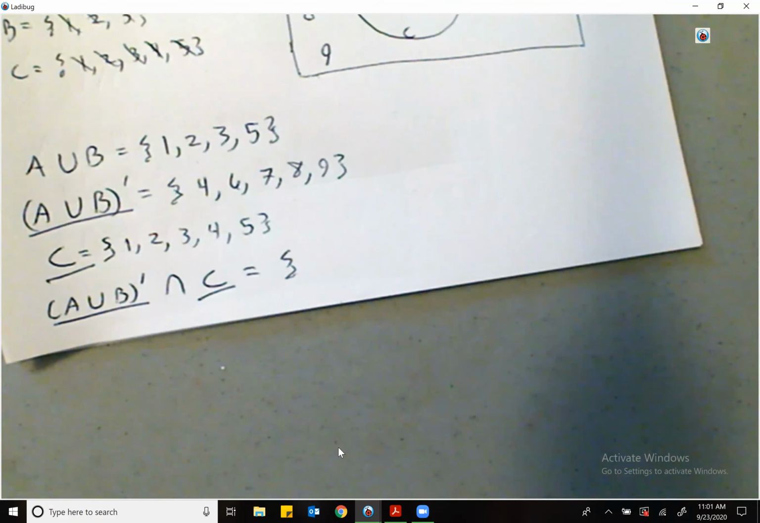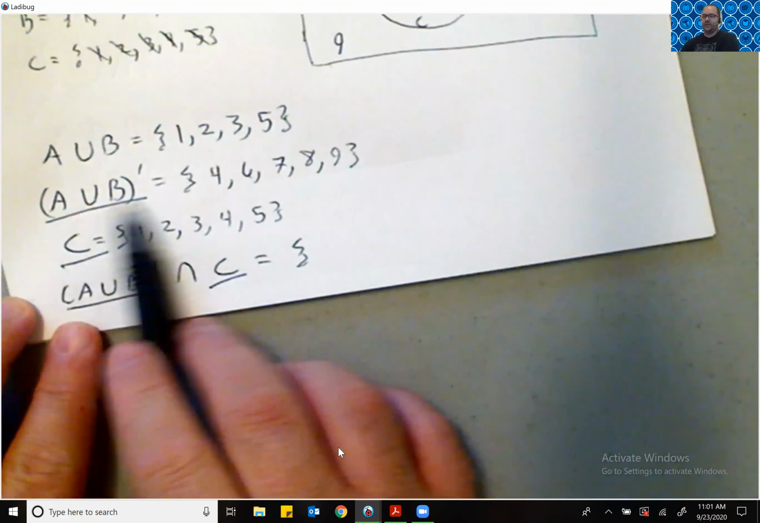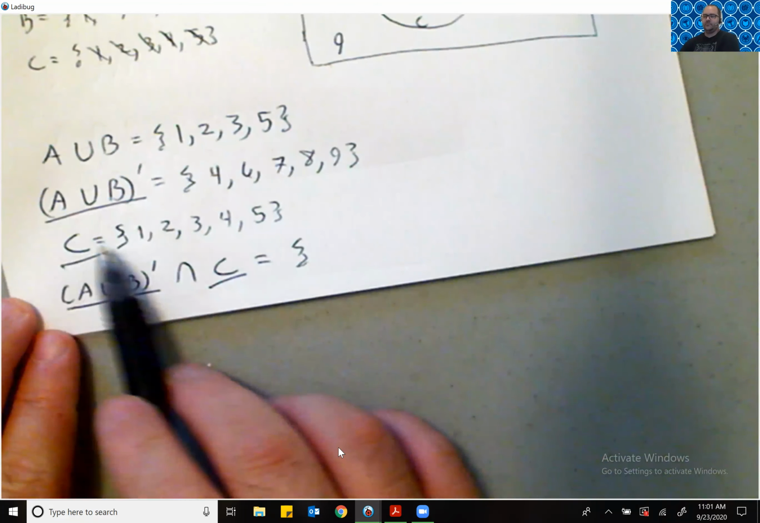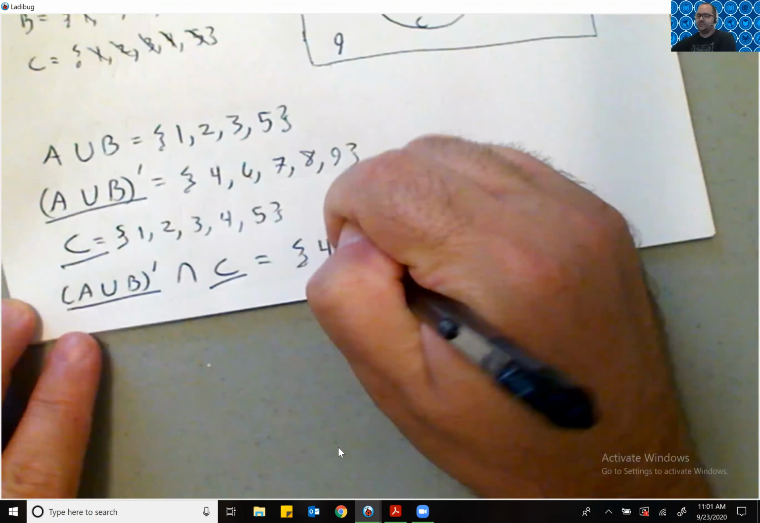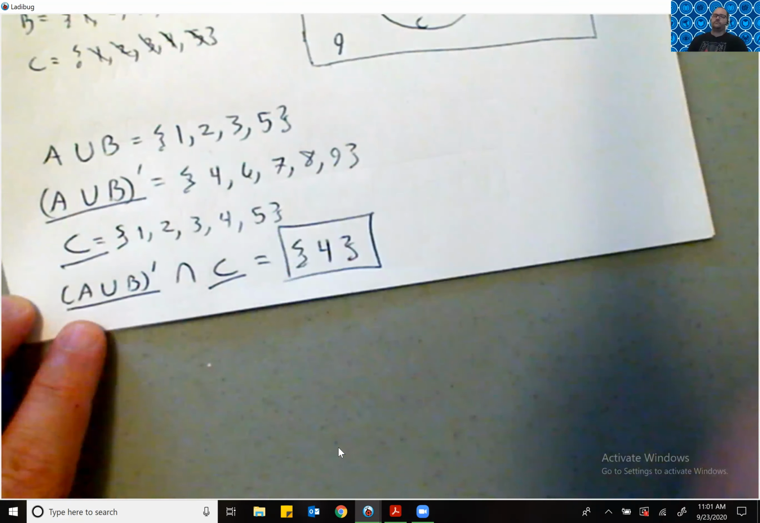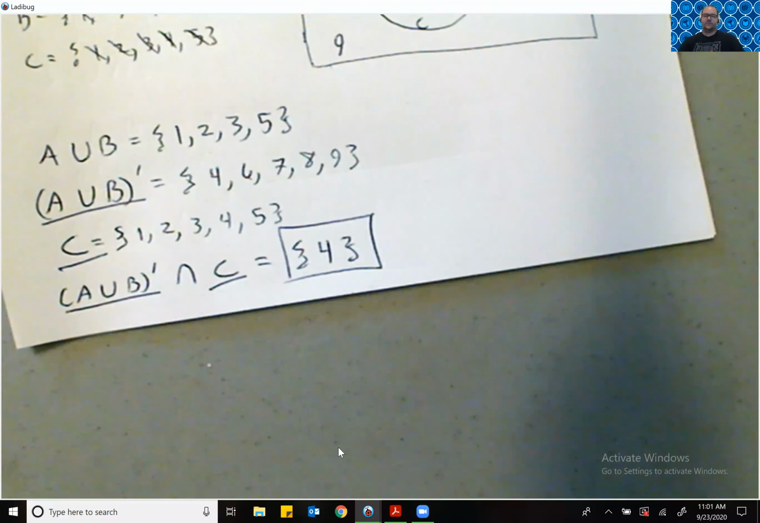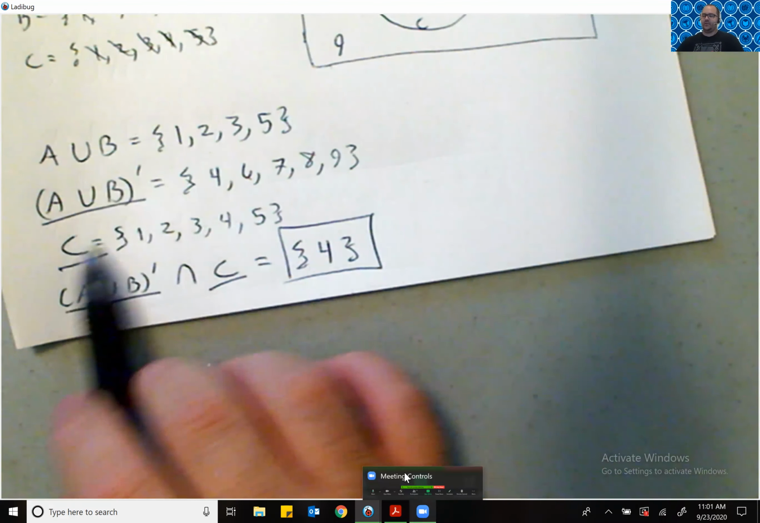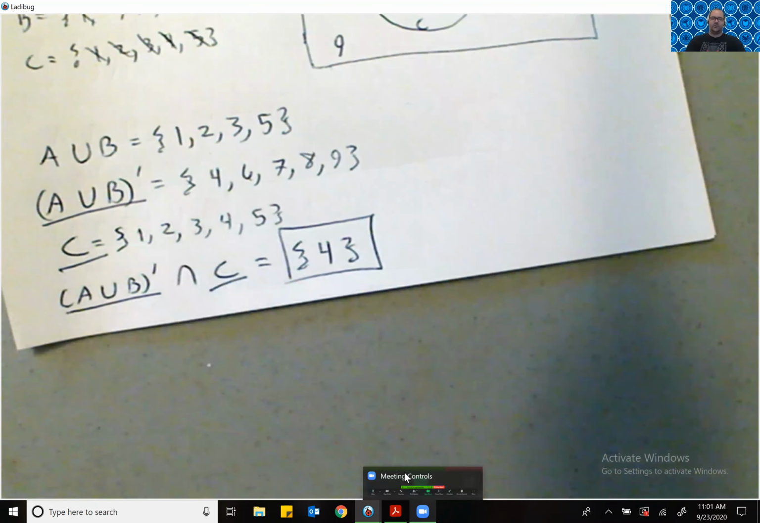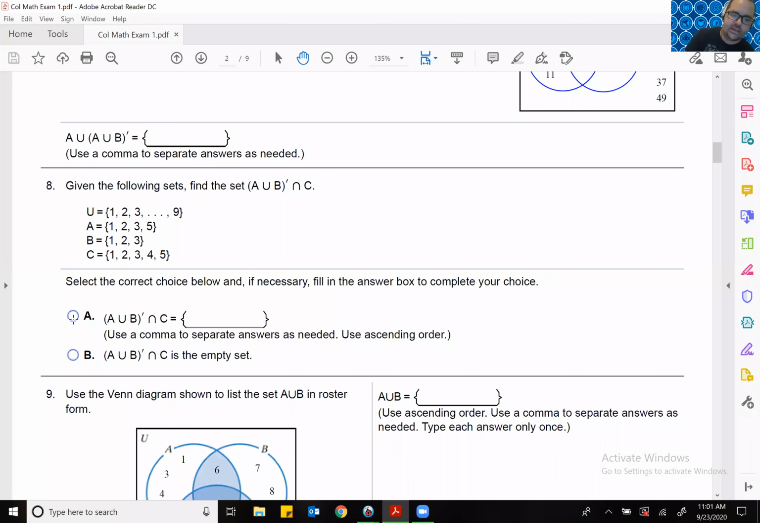Between these two sets, the complement and the C, I'd say 4. They only have 4. That's the answer. Sorry if I said A and C. Didn't mean to confuse you. Between our two sets, the complement and the C, the only thing they have in common is the 4. So we come back in here and you select A and you put in the number 4.